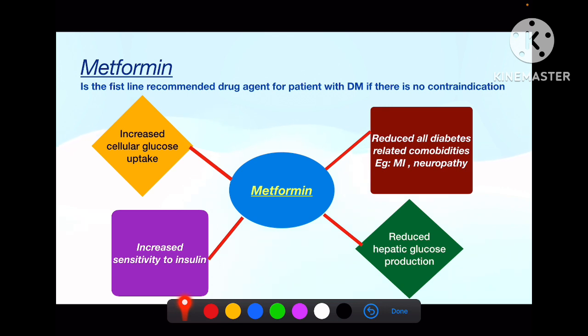The other one is it reduces hepatic glucose production. When the glucose production from the liver is reduced, then your blood sugar will be low. Not only that, by giving metformin, you can reduce diabetic comorbidities like MI and neuropathies. That's why metformin is a first line agent. Without any hesitation, you have to start metformin in the patient if there is no contraindication.